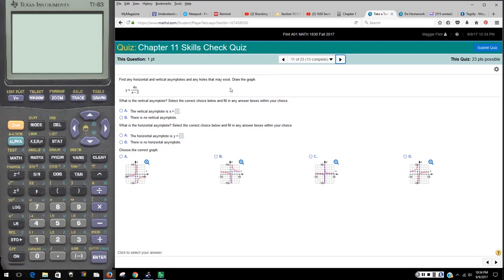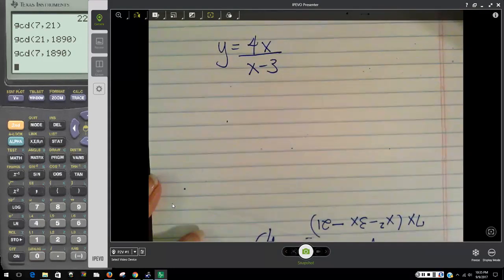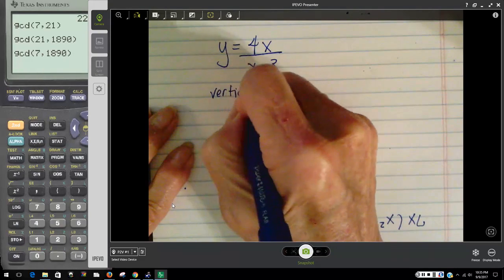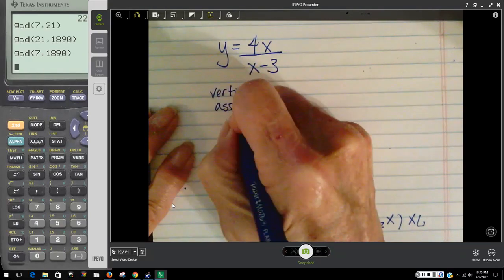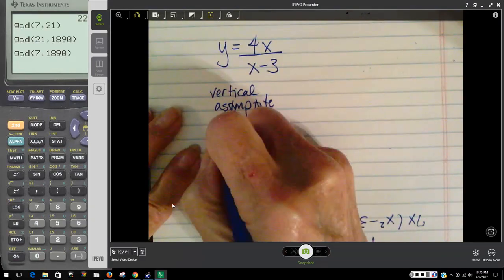Find any horizontal and vertical asymptotes that may exist and draw the graph. Remember that vertical asymptotes are where your denominator is equal to 0. Since the problem we have is y equals 4x over x minus 3, your vertical asymptote is where the denominator equals 0.